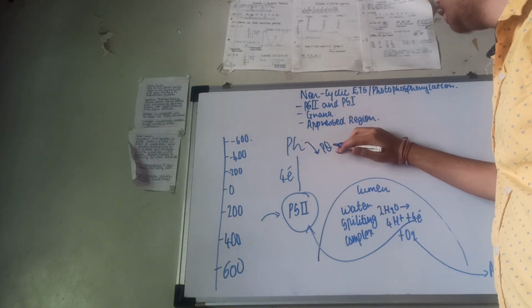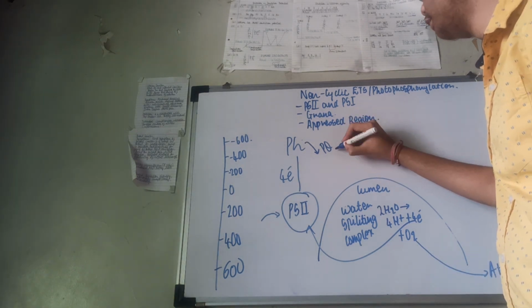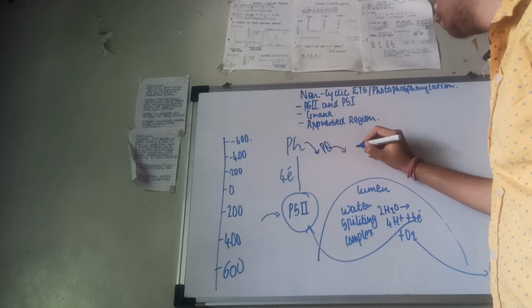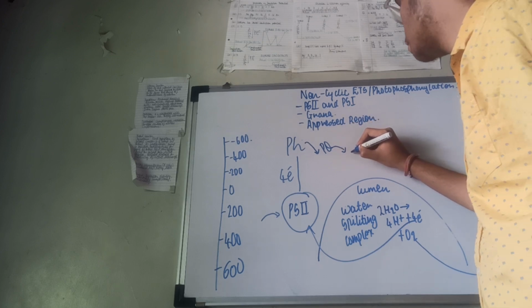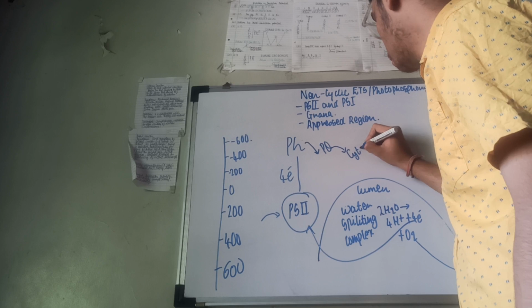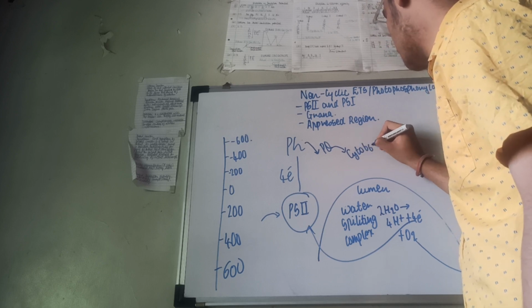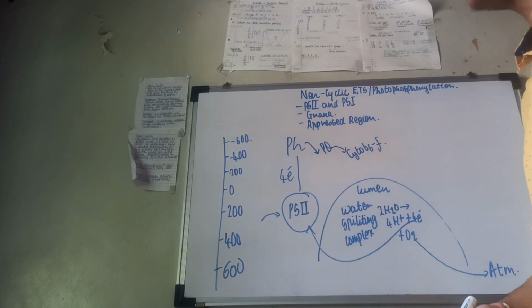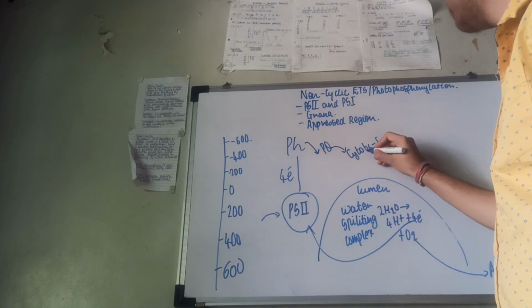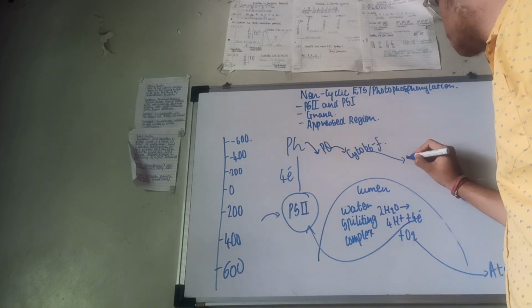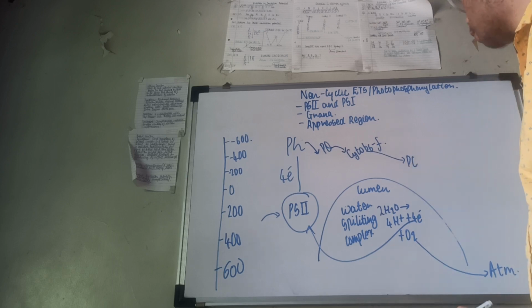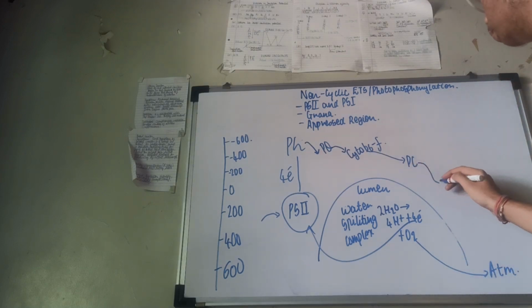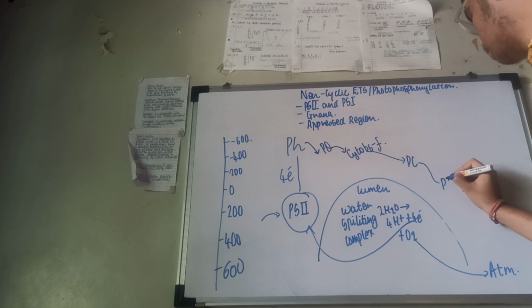After phaeophytin it goes to plastoquinone. From plastoquinone it will go to, tell me, cytochrome B6F. From cytochrome B6F it will go to plastocyanin. From plastocyanin it will go to PS1.